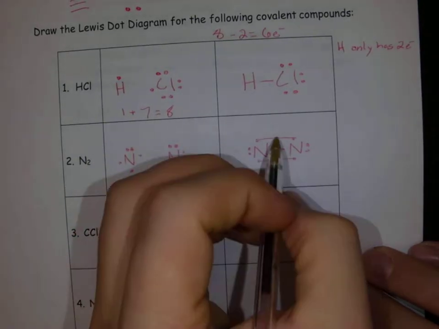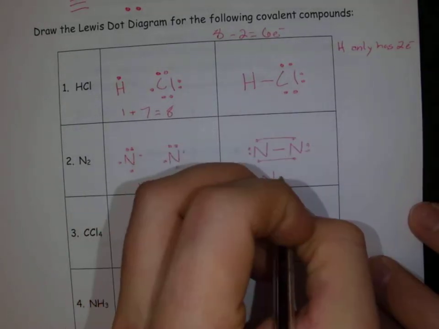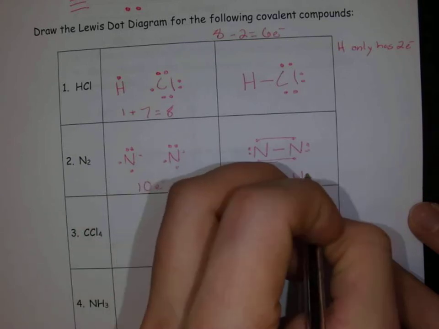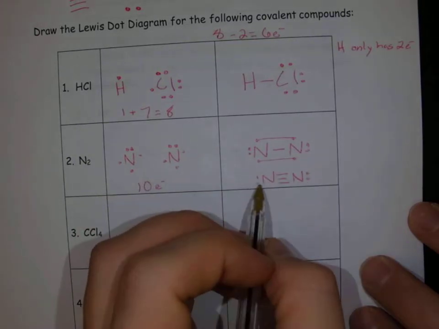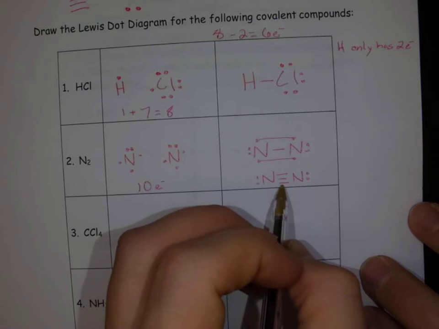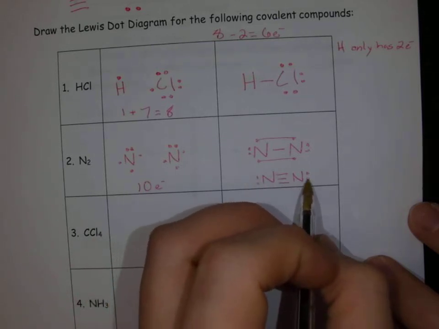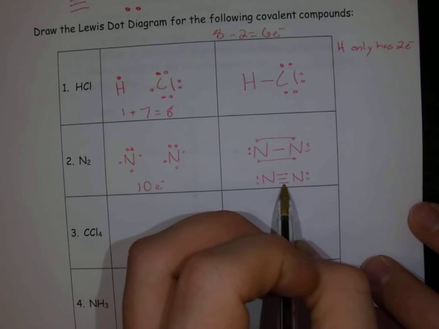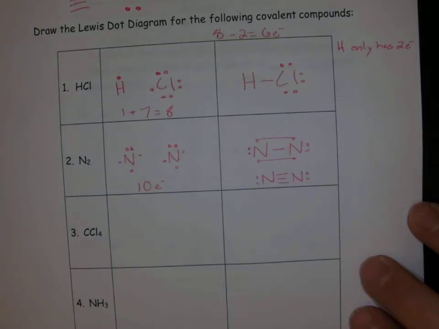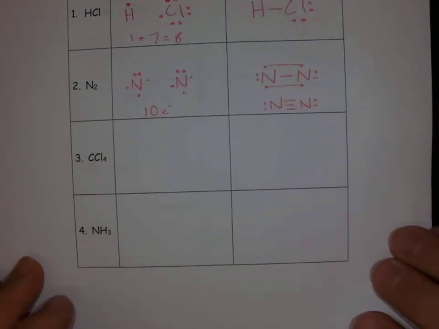Now we see 1, 2, 3 bonds, so our bond here is going to be N triple bonded to N. We look at this nitrogen and it has 1, 2, 3, 4, 5, 6, 7, 8 electrons around it. It's stabilized. We look at the other nitrogen and it's got 8 electrons around it as well. By sharing electrons, all of the atoms can become stabilized, okay? So let's do one more here.